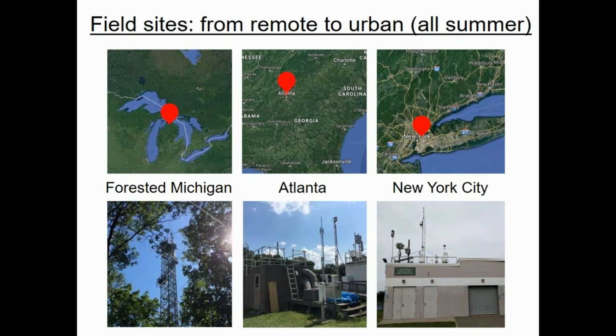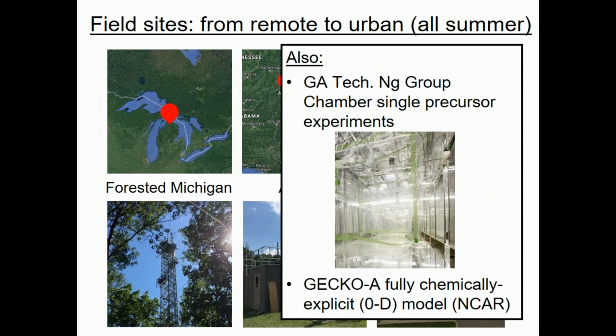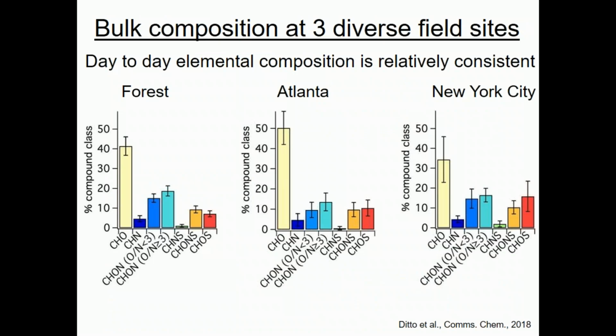All right, so 3 different sites. The Profit site in northern Michigan, where we're up here at the top of the tall tower, just outside of downtown Atlanta, and then also in New York City in Queens. And then we also looked at chamber experiments from Sally Ng's group, and then worked with our collaborators at NCAR to run the GECKO-A model to look at the results.